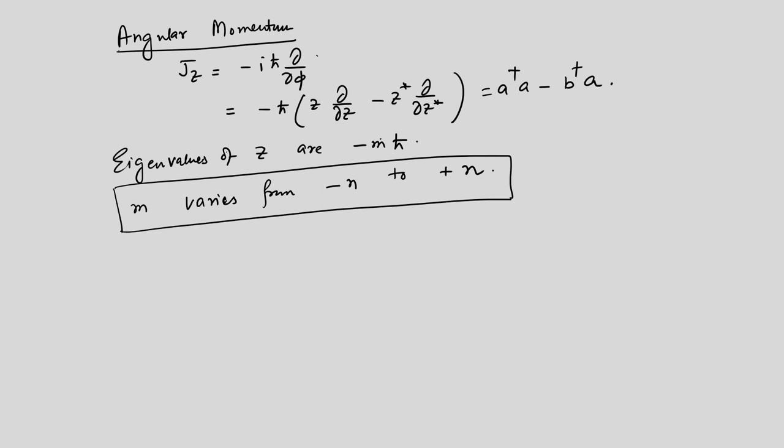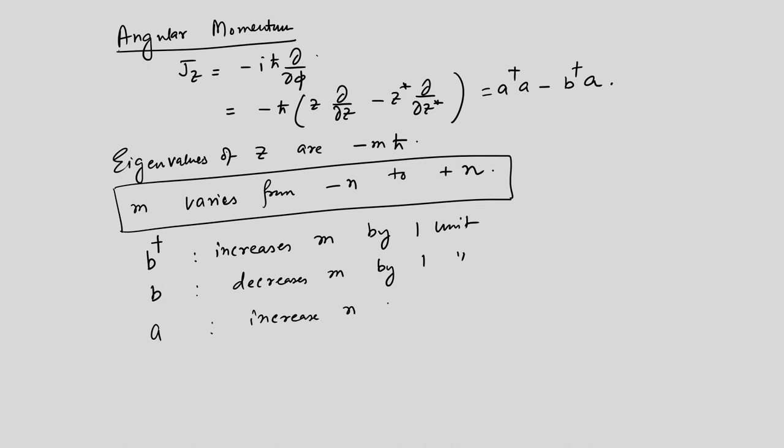So b will decrease m by 1 unit and b dagger will increase the m value by 1 unit, just like any of the ladder operators, whereas a dagger increases n by 1 unit and a decreases n by 1 unit. So b dagger increases m by 1 unit, b decreases m by 1 unit, a dagger increases n by 1 unit, a decreases n by 1 unit, and so on.